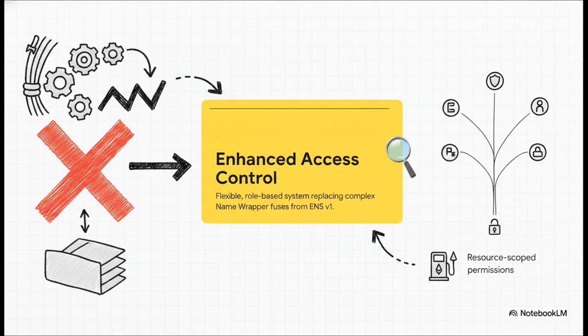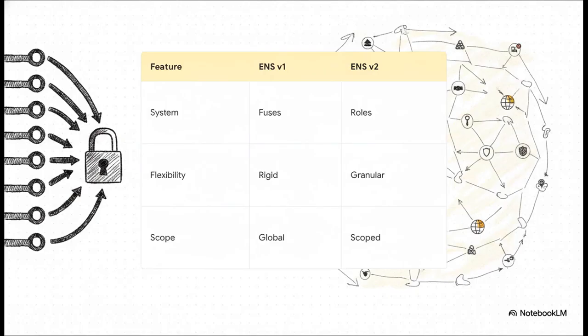ENS v2 completely overhauls this by introducing Enhanced Access Control, or EAC. This is a highly flexible, gas-efficient, role-based system. It uses resource-scoped permissions to give you incredibly granular security, all without that permanent lock-in. The shift here is honestly night and day.